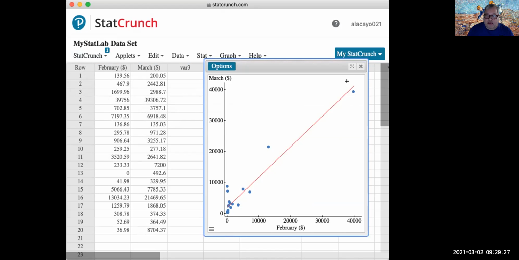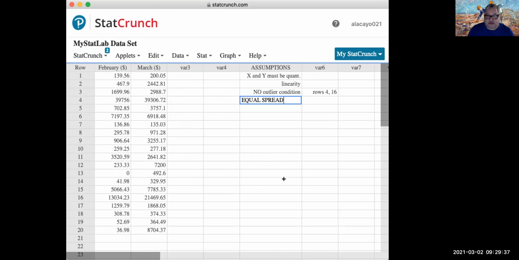That might be an issue, that the equal spread condition may be violated, but I'm going to visually just go ahead and proceed with a regression for this analysis. I'm going to say that this assumption is okay, just like the linearity assumption is okay, just like the quantitative variables assumption is okay. So the only condition that I'm worried about is the condition for outliers, and I'm going to remember that it's row 4 and row 16 that are problematic.